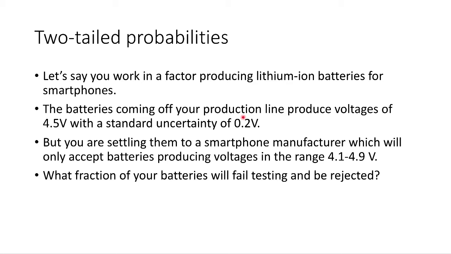However, you are selling them to a smartphone manufacturer which will only accept batteries producing voltages in the range 4.1 to 4.9 volts. Maybe if it's outside that range, it'll cause some other component in the smartphone to fail. So what fraction of your batteries will fail testing and be rejected? How do we work this out?